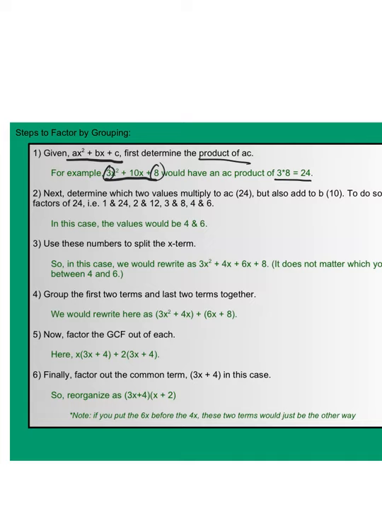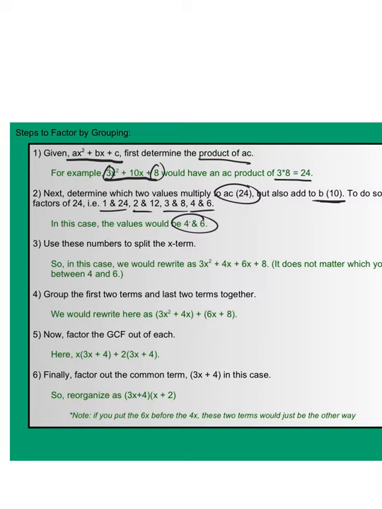Okay, so the next step is to determine which two values we are going to take that multiply up to 24, but also add up to 10. So this is also known as the AC method, where we get the product of a times c, but we're going to look at the factors of 24 and look at which two factors add up to 10. So we look at all these pairs of factors of 24, and we see the two that add up to 10 are 4 and 6.